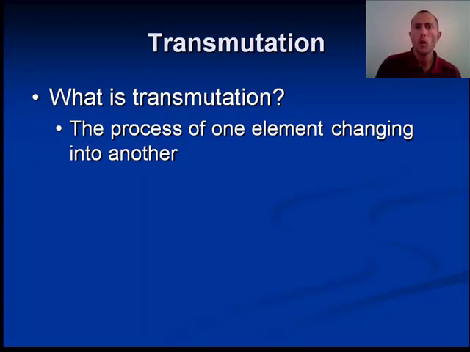Remember what determines an element. It's the number of protons in the nucleus. And so when transmutation occurs, we're changing the number of protons in the nucleus of an atom through one means or another so that that atom now becomes a new element.